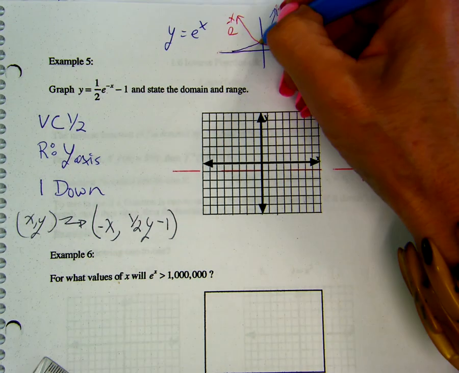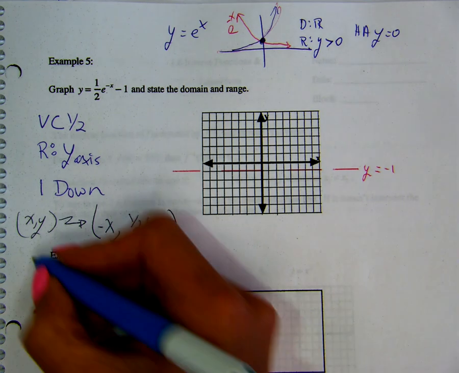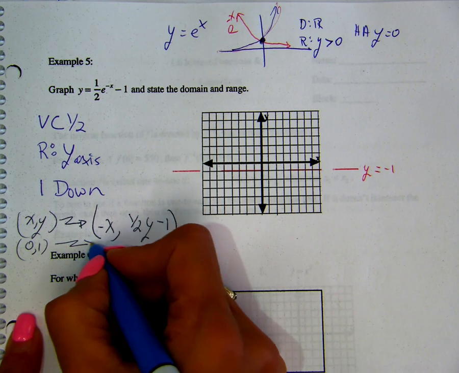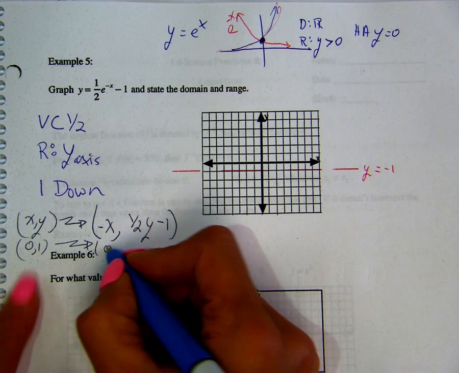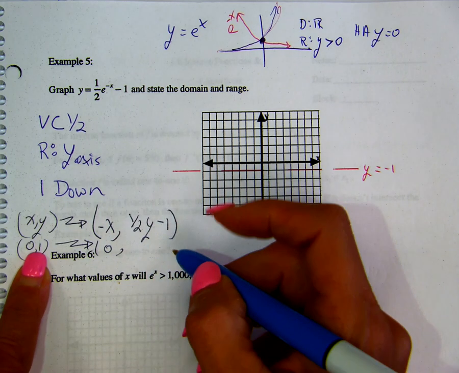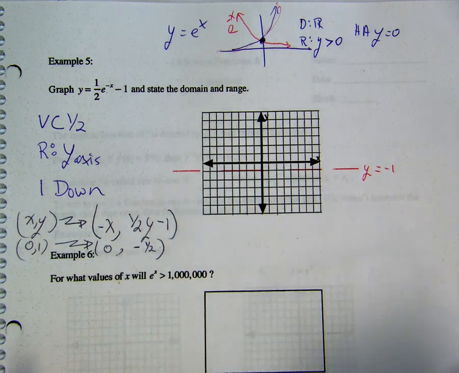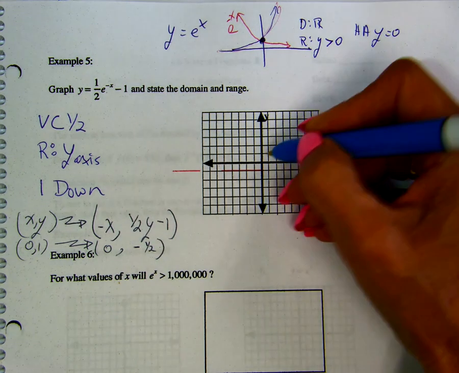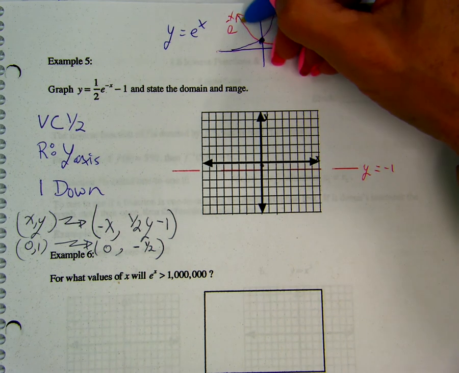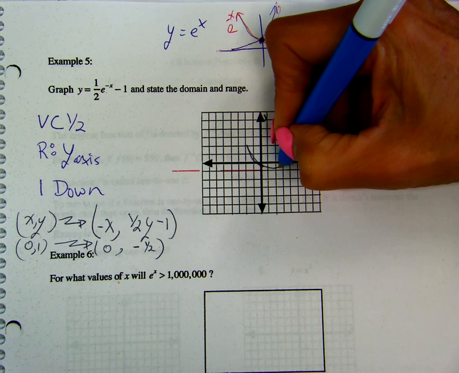So we've got a key point on this graph right here. Put it through the mapping. What happened to the point x is 0, y is 1 under this kind of a transformation? Negative 0 is still 0. 1/2 of y, 1/2 of 1 is a half. Subtract 1, I've got negative a half. So x is 0, y is negative a half, and we're going to graph this. So it's going to look something like that.